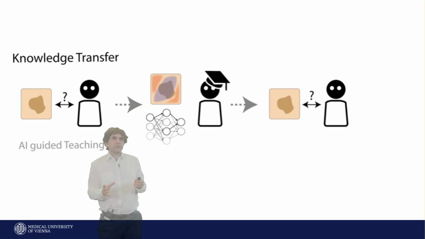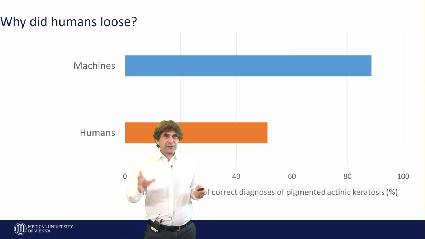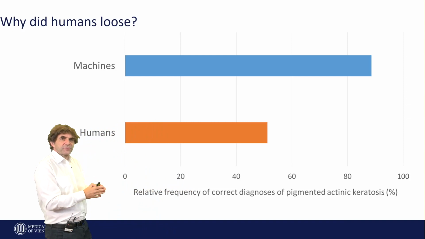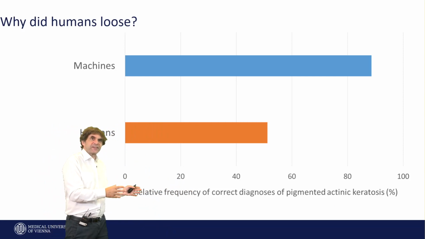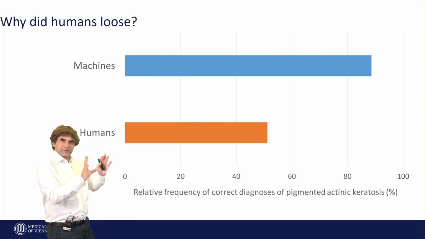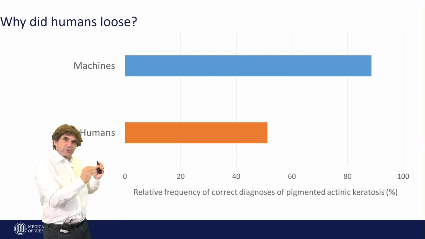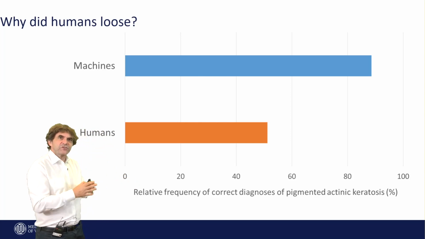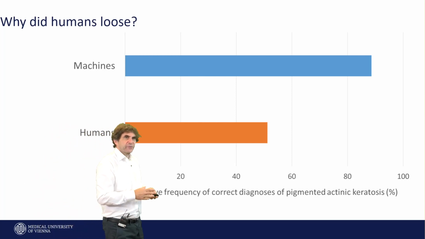So finally, I want to talk about knowledge transfer. What does it mean? Remember the Lancet Oncology study? The humans lost. Why did they lose? Because machines were especially good in one type of diagnosis, which is pigmented actinic keratosis. You don't have to know especially what it is, but it is one specific type of diagnosis that is related to UV damage. And humans did not do so well with this diagnosis.